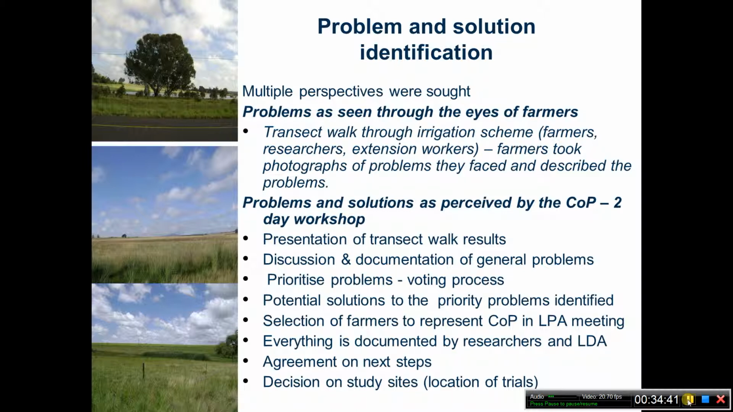In the prioritization of problems, it was necessary to vote on the problems to ensure that the problems identified as priorities were problems that were faced by the majority and perceived as pressing by the majority. Following the prioritization, there was a discussion on the potential solutions to the priority problems. Then there was also a discussion around selection of farmers to represent the community of practice in an LPA meeting that was going to be held the next day.